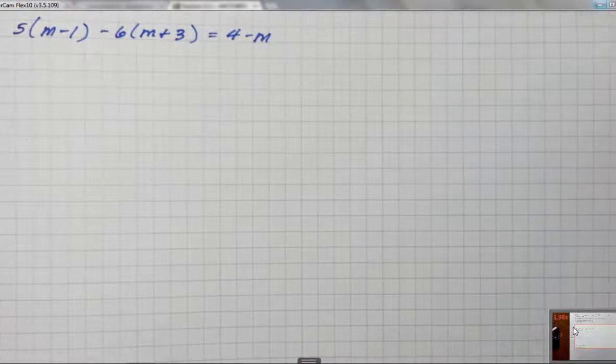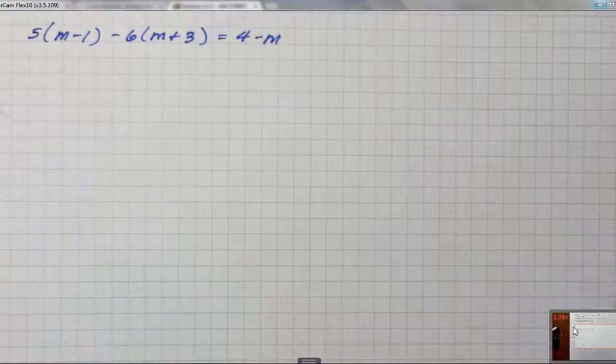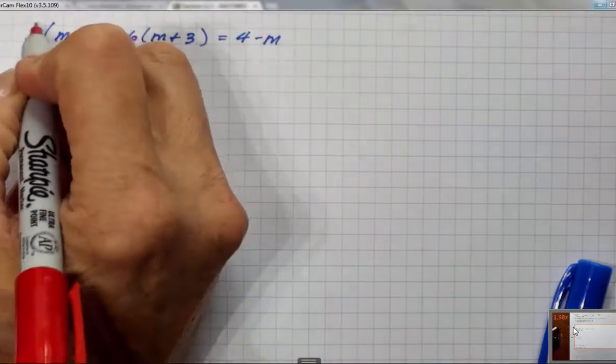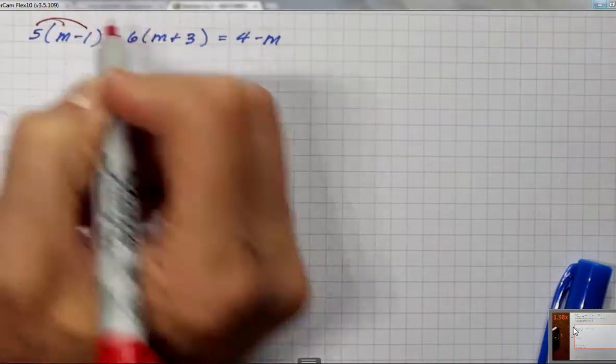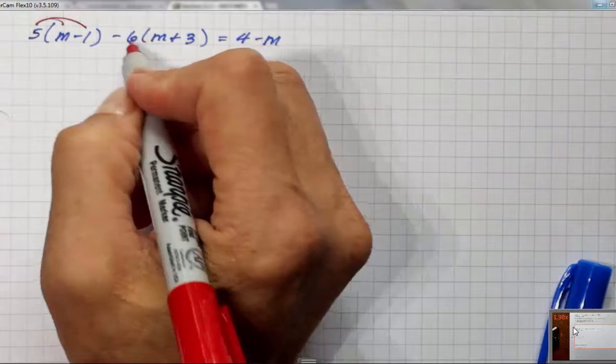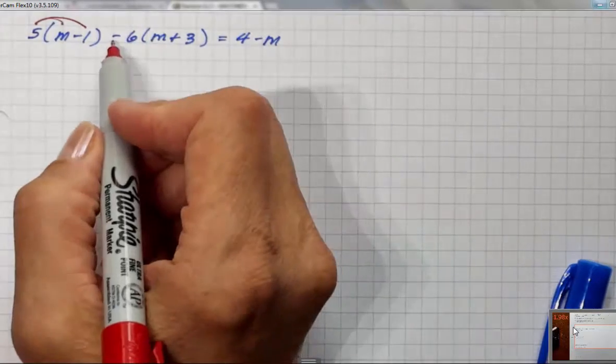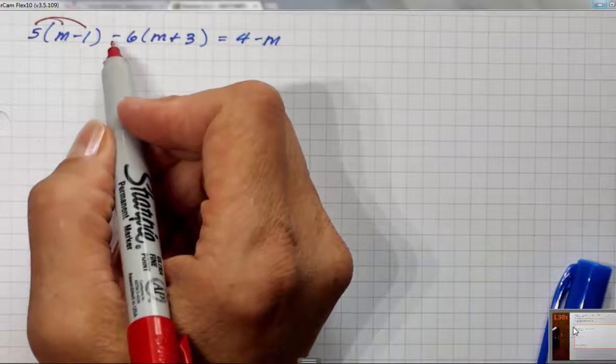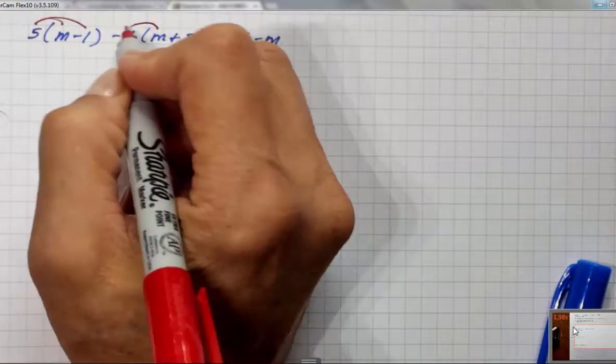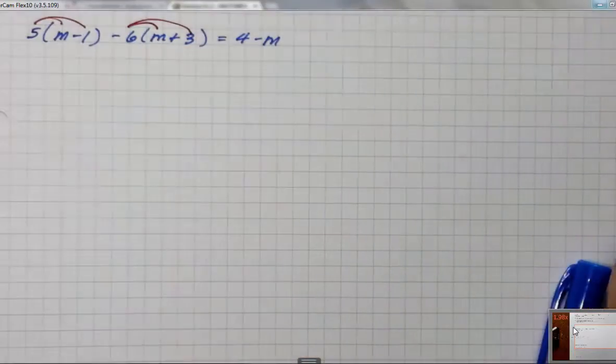We're going to solve this equation right here. First thing we're going to do is the distributive property. So we're going to multiply 5 times m and 5 times -1. And then on the second equation, remember we're going to be using the distributive property again, and we have a -6 in front here. So it's a -6 times m and a -6 times 3.